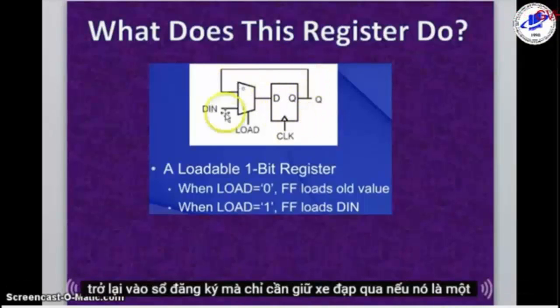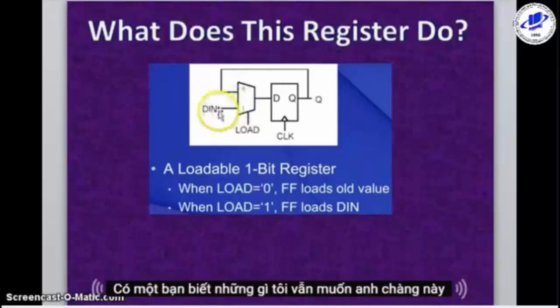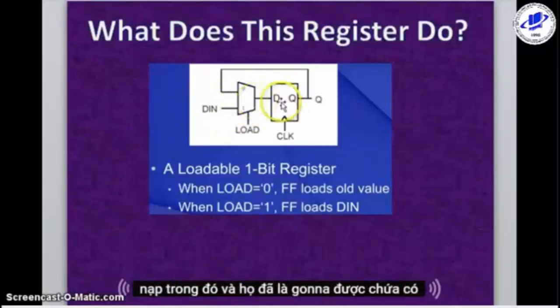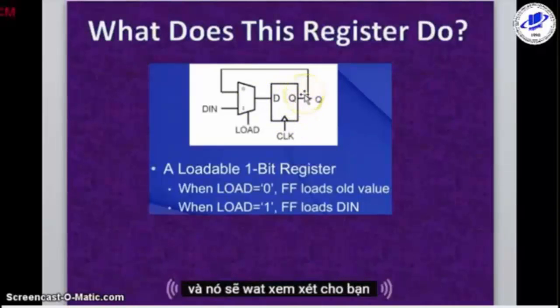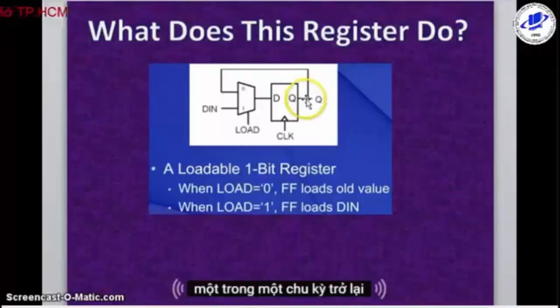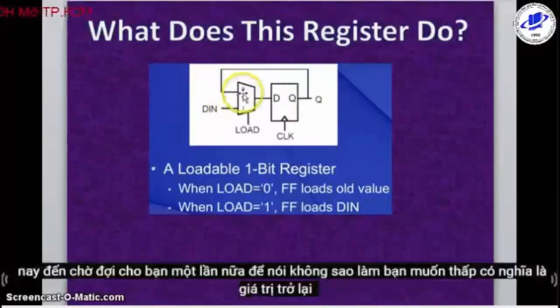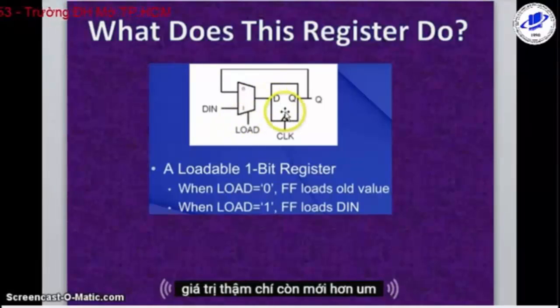Just keep cycling through. If it's 1, you're going to say, you know what? I kind of want this guy loaded in there, and that is going to be contained there, and it will wait for you. It'll cycle back, and now it'll wait for you again to say, okay, do you want to load that new value back in again, or do you want to put an even newer value in?